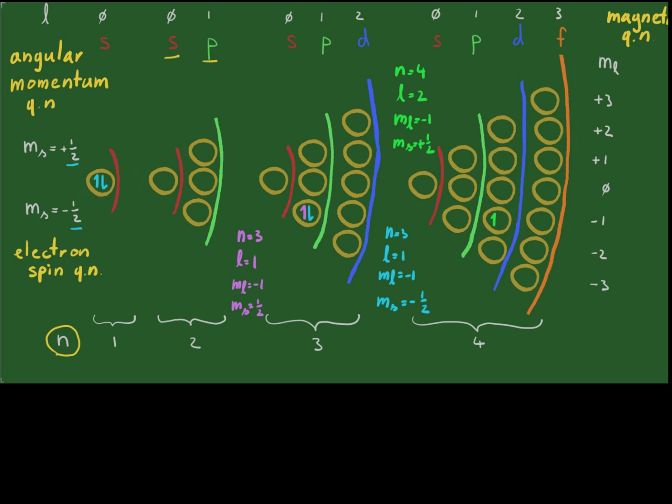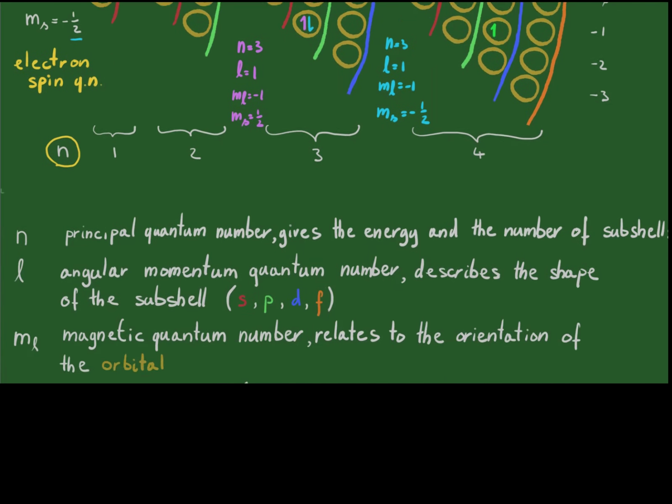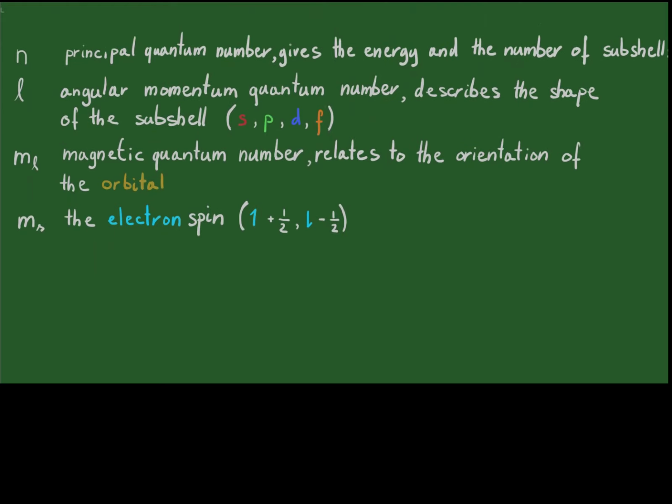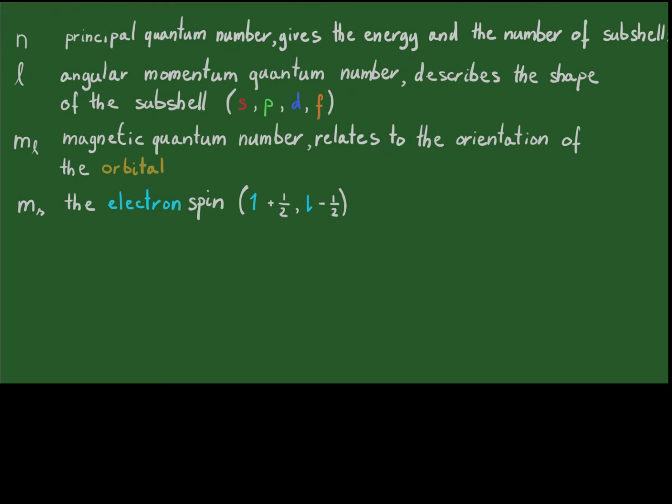So to recap, we have 4 quantum numbers: N, the principal quantum number, which gives the energy and the number of subshells; L, the angular momentum quantum number, which describes the shape of the subshell, S, P, D, and F, and we will talk about these shapes later on; Ml, the magnetic quantum number, which relates to the orientation of the orbital in space, and we will talk about that later when we talk about the shapes of the subshells; and finally Ms, the electron spin quantum number, which can have only 2 values, either +½ for spinning up or -½ for spinning down.